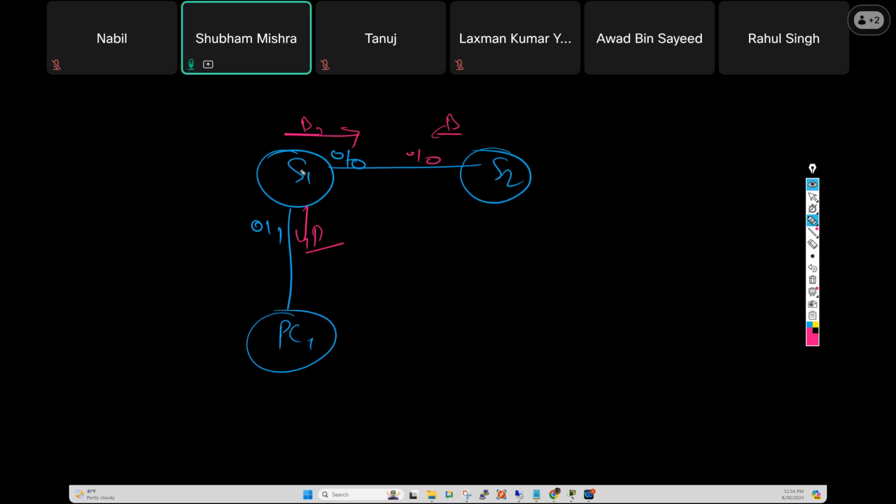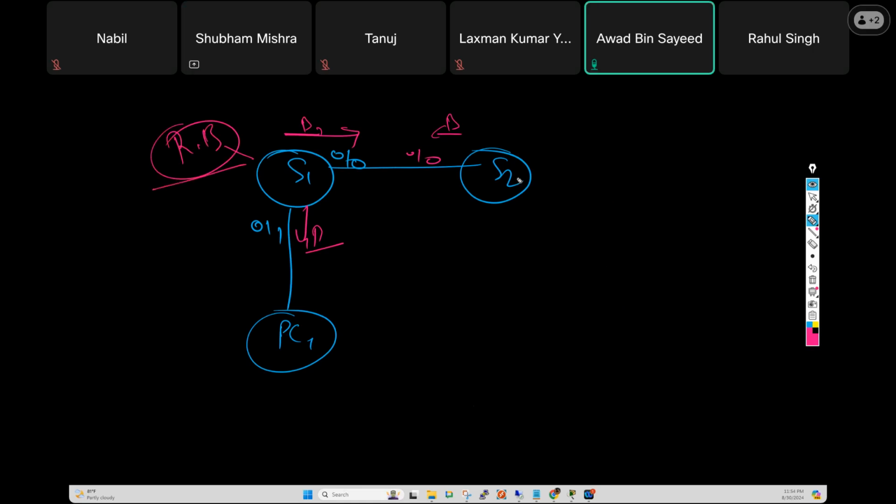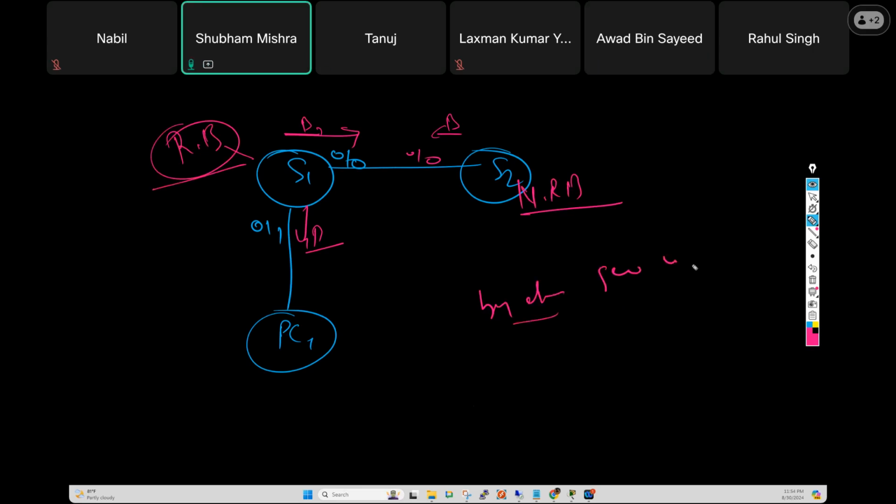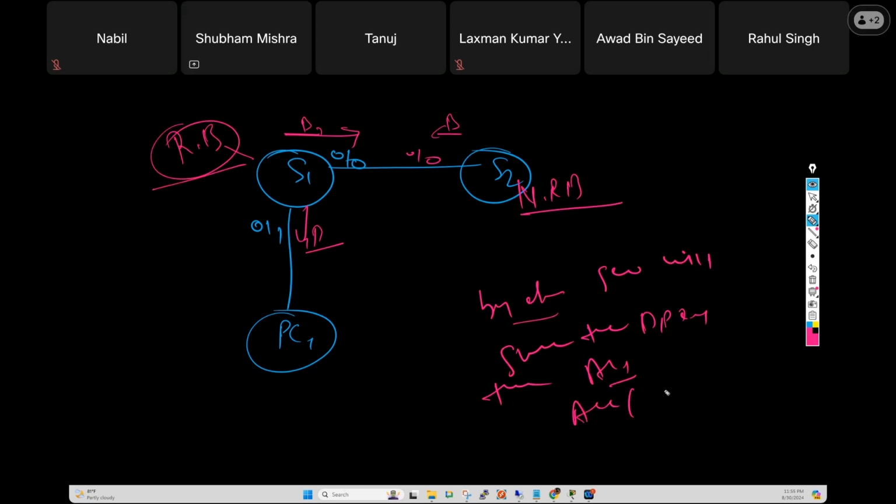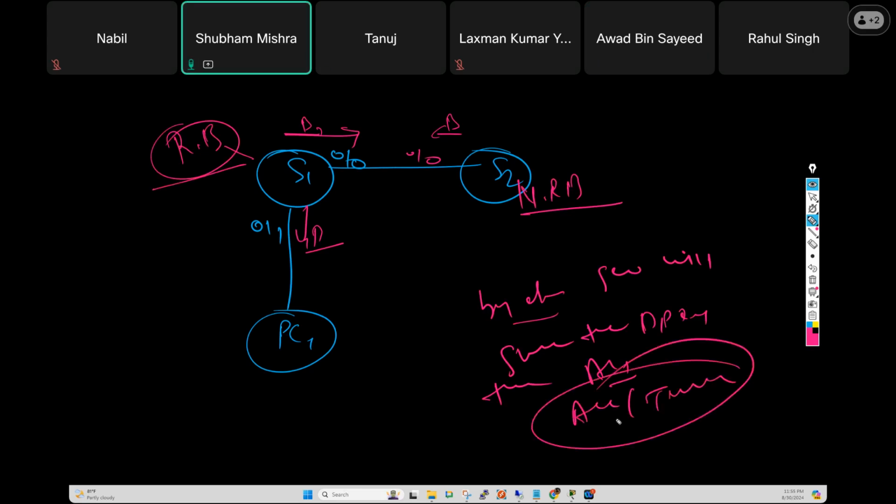For example, switch 1 has the better BPDU, so switch 1 will become the root bridge. And this is called the non-root bridge. And one more thing: by default, a switch will share the BPDU on all interfaces, either access or trunk. Are you clear, everyone?